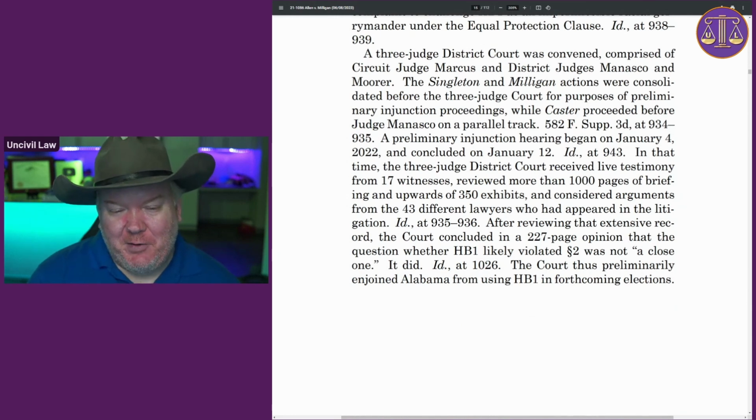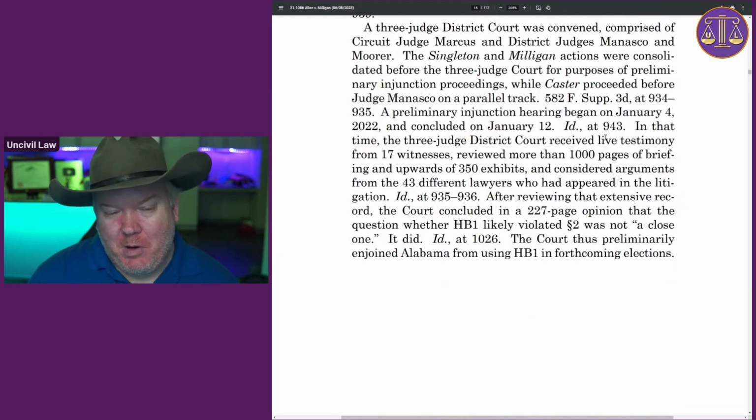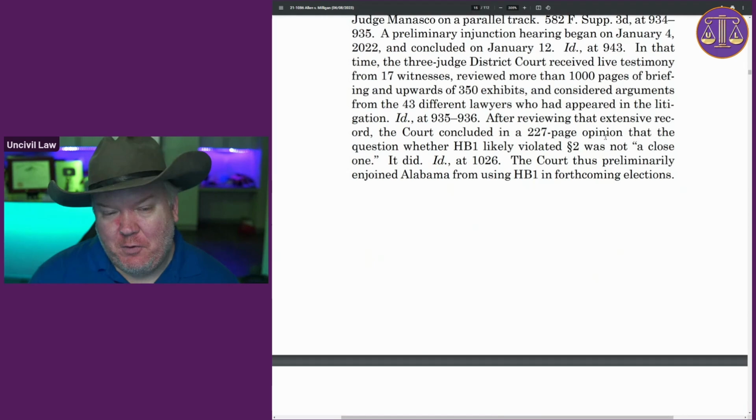After reviewing an extensive record, the court concluded in an opinion that the question about whether or not the law violated the federal law was not a close one. The court thus preliminarily enjoined them from using the map in the forthcoming elections.